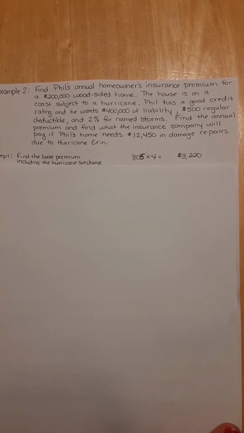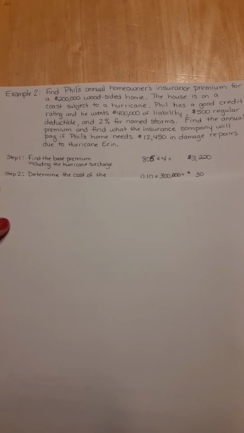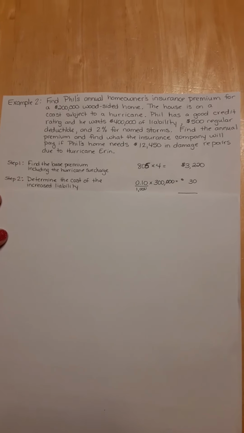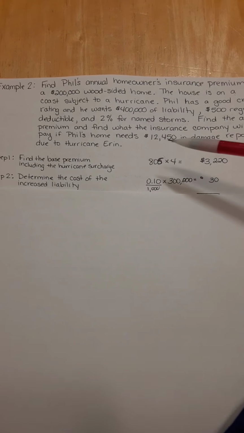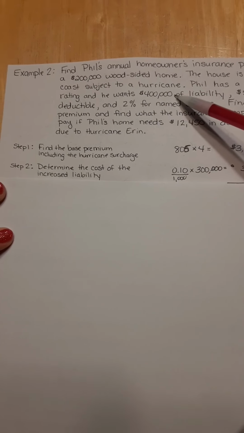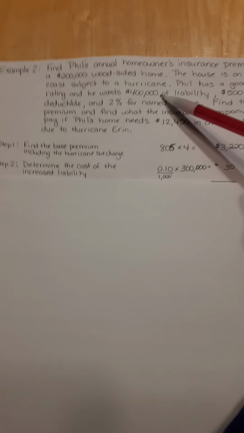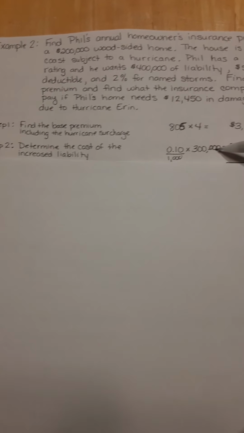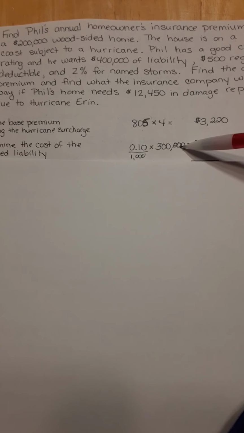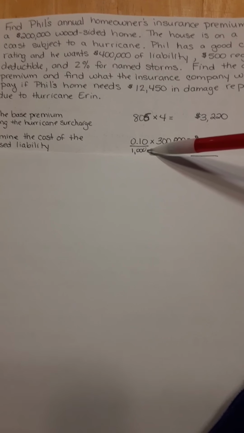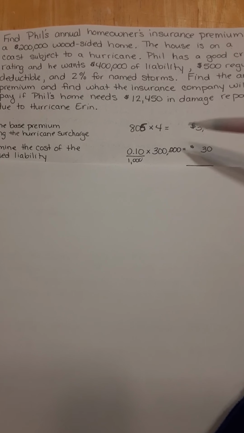we go to step number 2. Step number 2 is we're taking more information here from our problem. And it says determine the cost of the increased liability. Now remember, our basic liability is $100,000. They want $400,000. So I end up taking $300,000 and I'm going to multiply it by that ratio of 10 cents for every 1,000.